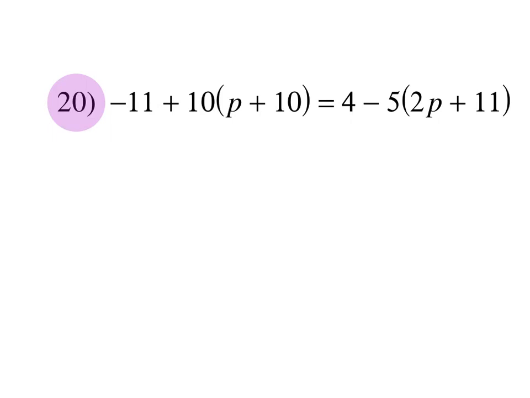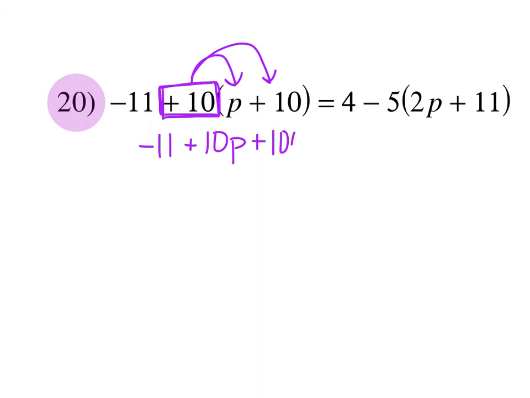So starting on the left side of the equation, one of the things I can simplify is distributing this positive 10. I'm going to put a box around that so you know it's a positive 10. Remember, the sign in front of the number stays with that number. So I can distribute this positive 10 to both of the numbers in the parentheses here, which gives me negative 11. Just copying that down, plus 10p, and then 10 times 10 is 100. And I've just distributed that side of the equation.